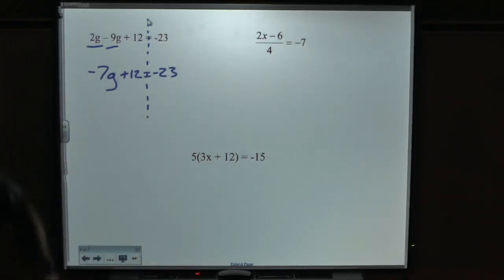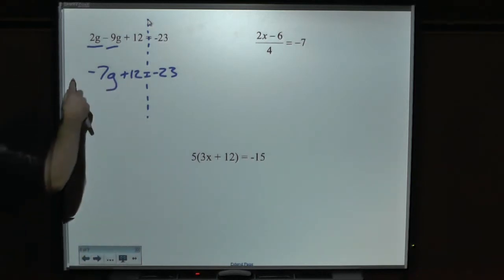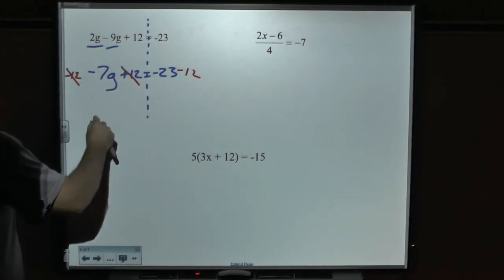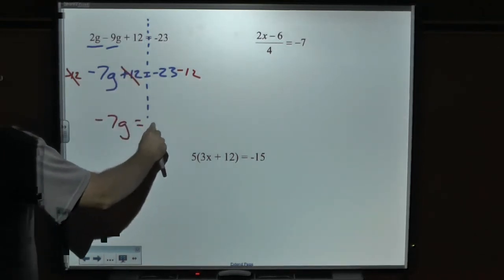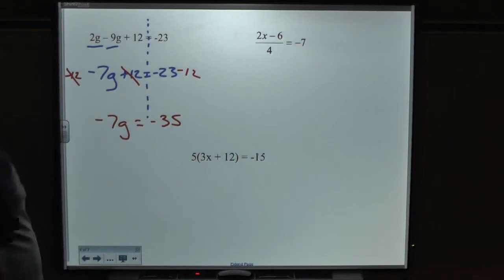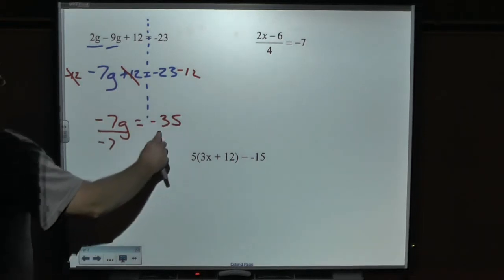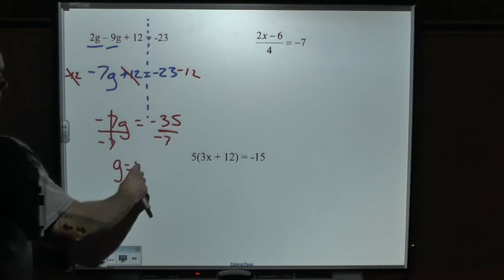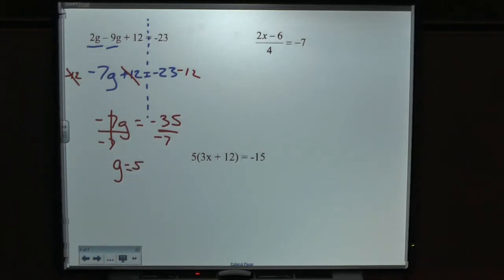You are now down to a two-step equation, like we did before. Add the opposite of the 12, which is negative 12, to both sides of the equation. That's 0, so you get negative 7g is equal to negative 35. At this point, again, regular old one-step equation. Doing division, divide both sides by negative 7. G should be equal to 5. So, that's a like terms type problem.